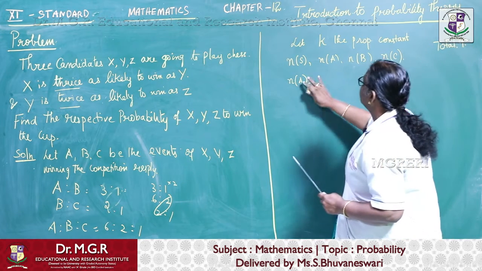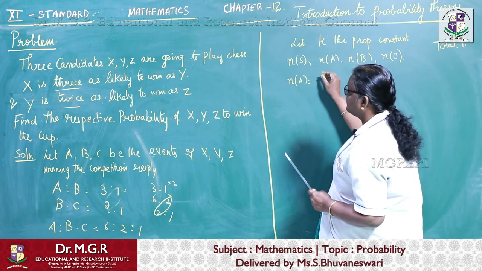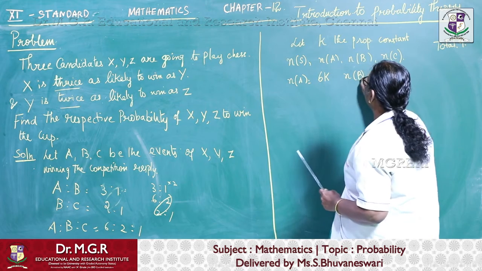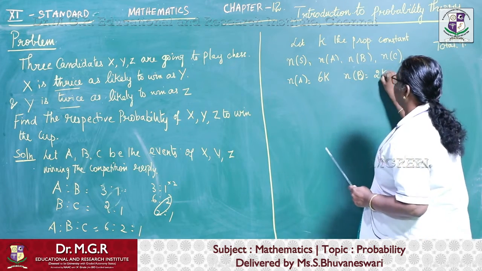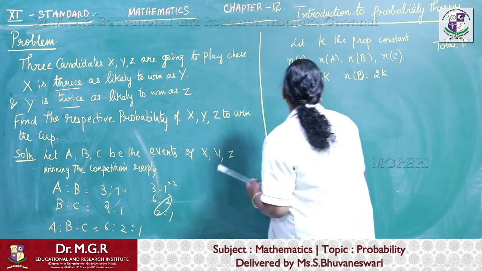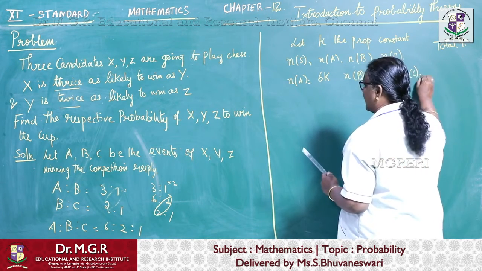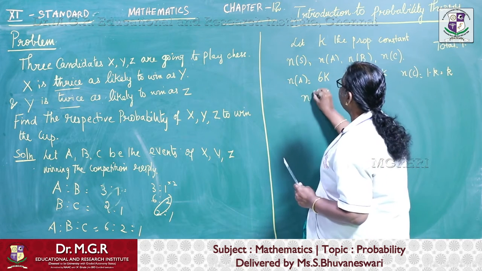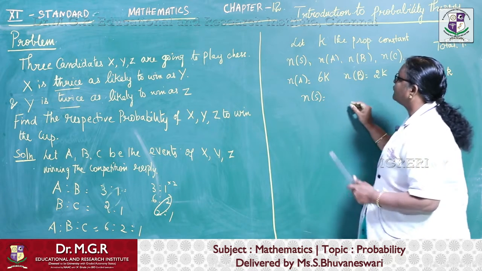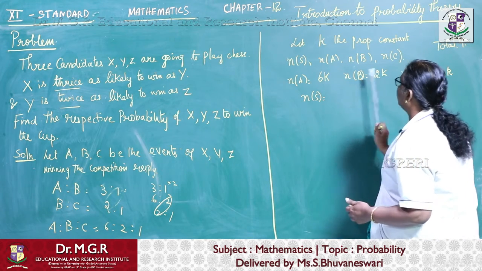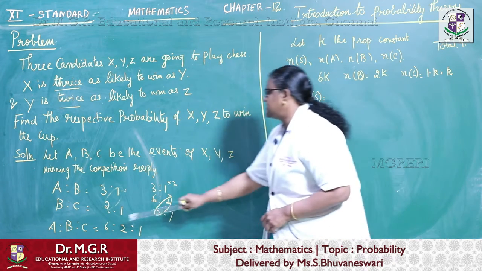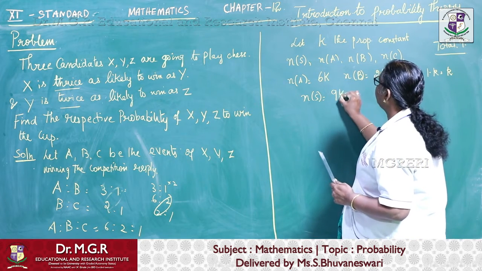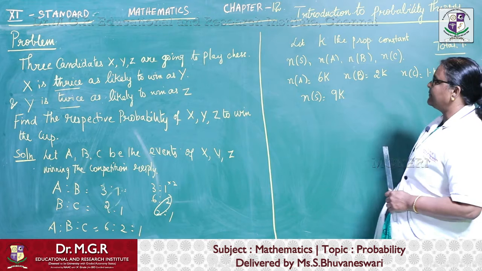Total is 9. So N of A will become 6 times K, and N of B will become 2 times K because the B value is 2, and N of C is nothing but 1 into K, that is K. Therefore, N of S is nothing but the totality of all possible outcomes, is it not? So, 6 plus 2 plus 1, which is 9, but we are writing it in terms of the proportionality constant. So it will become 9K.